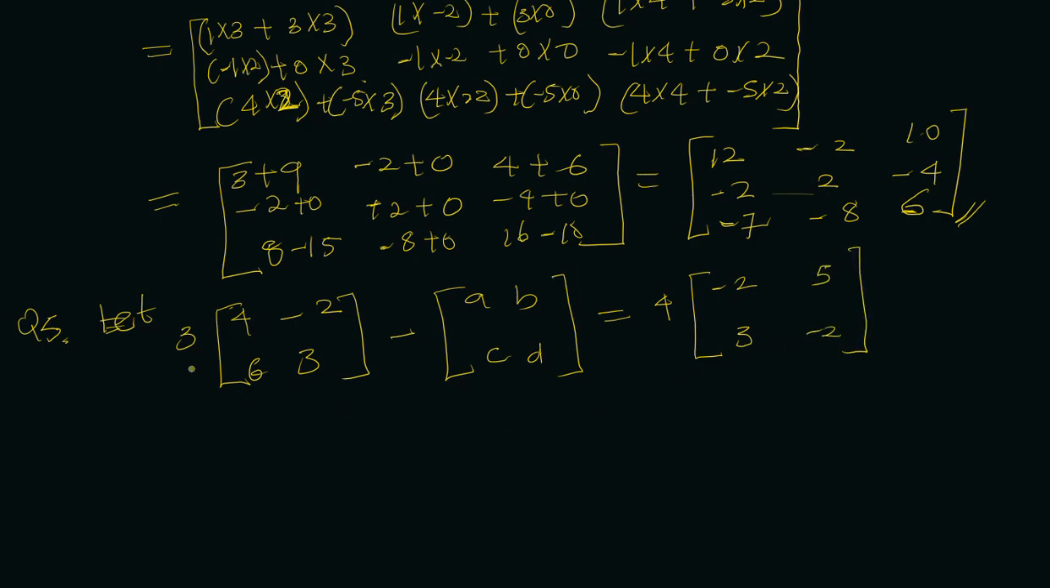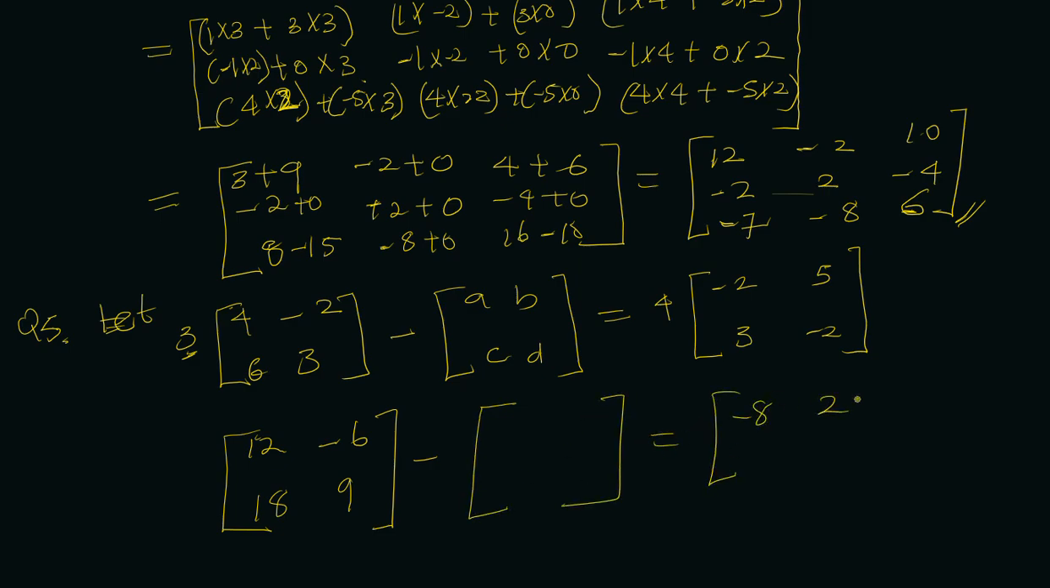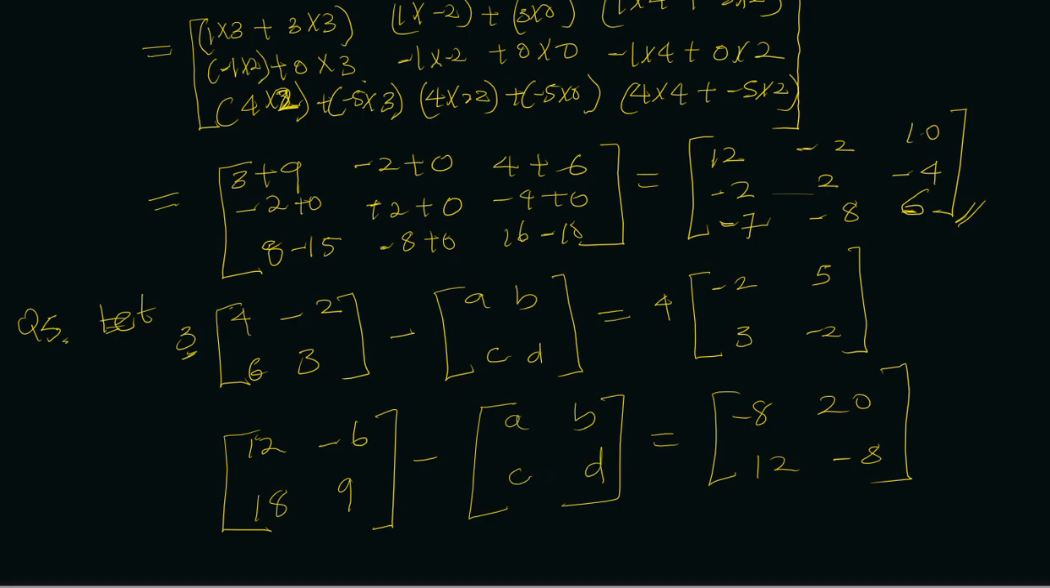Are you seeing it now? So that means this is a scalar multiplying a matrix. A scalar multiplying a matrix. So we want to evaluate the value of A, B, C, D. So if I open this bracket, what will I have? I will have 12, minus 6, 18, 9, equals minus 8, 20, 12, minus 8. I see this now have A, B, C, D. See that?